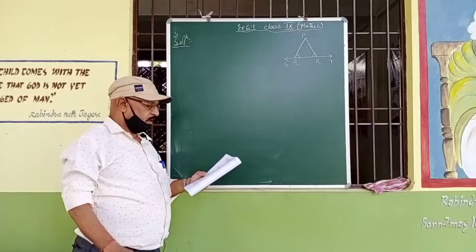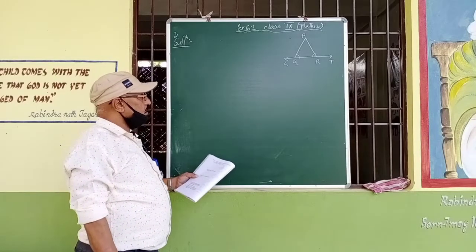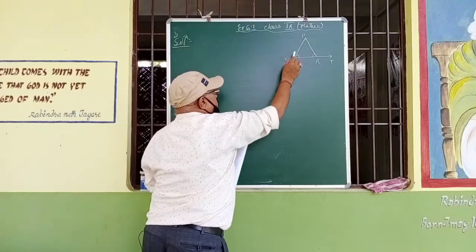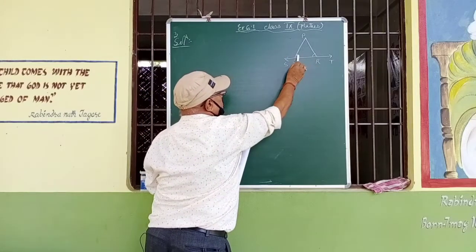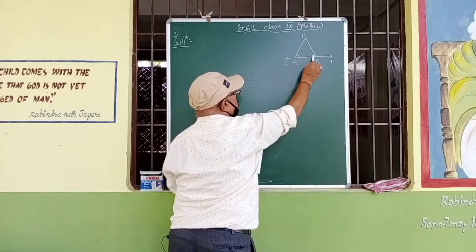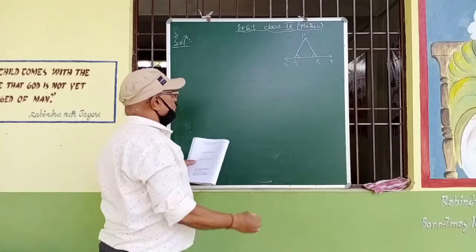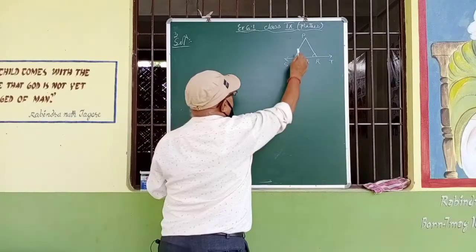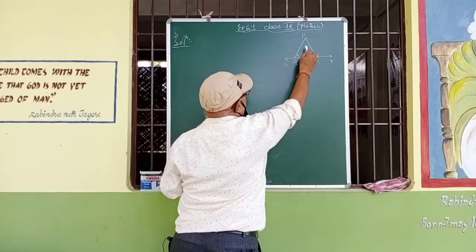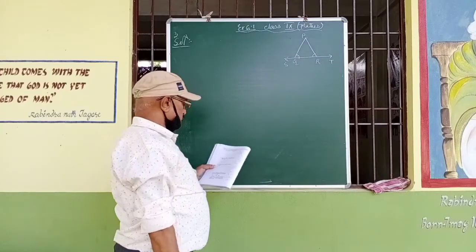Now question number 3. In figure 6.15, this angle PQR is equal to PRQ, this angle. So these two angles are equal. Then we have to prove that PQS and PRT are equal.